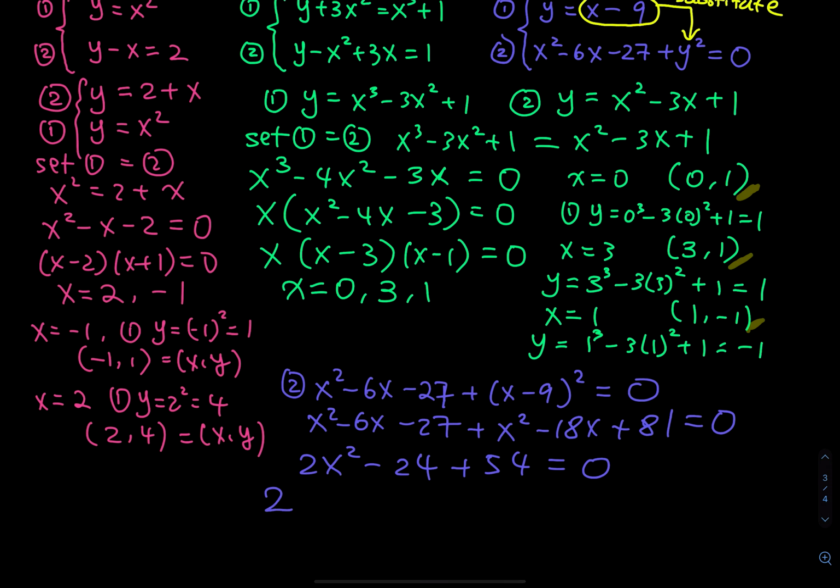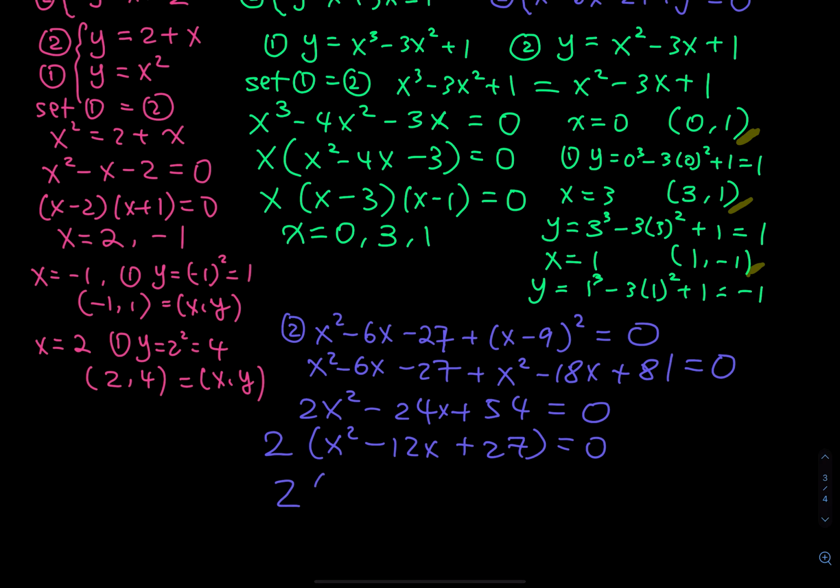All the coefficients are even. I can factor out 2. So this is 2 times x squared minus 12x, forgot the x, and then plus 27 equals 0. And then you factor the quadratic. So this is 2 times x minus 3 times x minus 9 equals 0. Then x is equal to 3 and then 9.